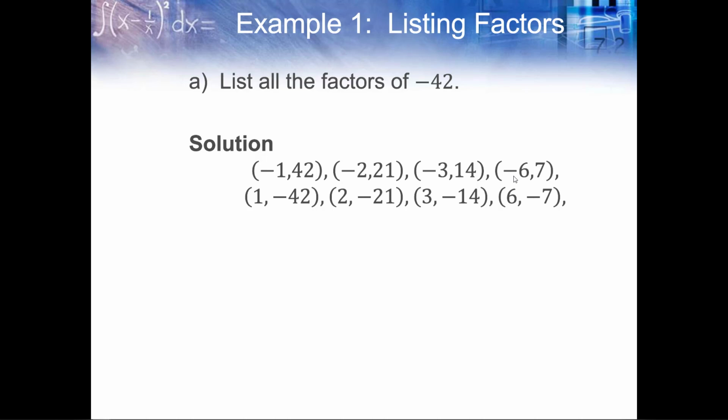When we get to a point where one number is consecutive with the absolute value of the other number, then we know that we've gone as high as we can go.